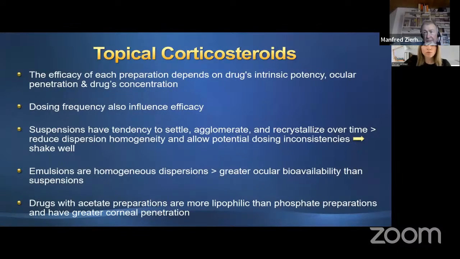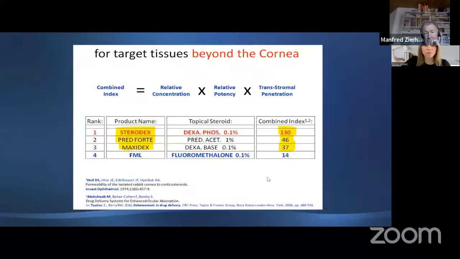In contrast, emulsions are homogeneous dispersions, and may have greater ocular bioavailability than suspensions. In addition, drugs with acetate preparations are more lipophilic than phosphate preparations and have greater corneal penetration.